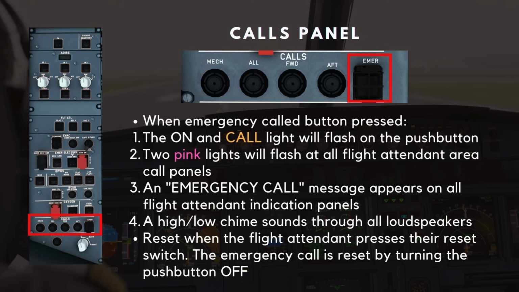When this is pressed, 1. The on and call light will flash on the push button. 2. Two pink lights will flash at all flight attendant area call panels. 3. An emergency call message appears on all flight attendant indication panels. 4. A high-low chime sounds through all loudspeakers. These calls will be reset when the flight attendant presses their reset switch. The emergency call is reset by turning the push button off.